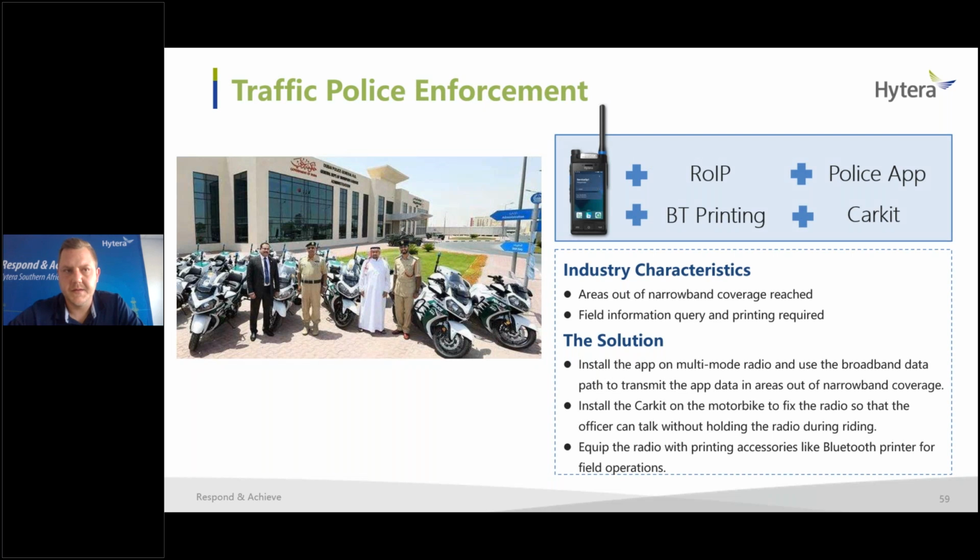Okay, here's another example. You've got Metro Police motorcycles where they're using the multi-mode device, so they can use radio over IP, and they can also do Bluetooth printing. If they have a printer with Bluetooth pairing capabilities, they can send a document to the printer over Bluetooth, print it at the location where it needs to be printed, and give it to the person.